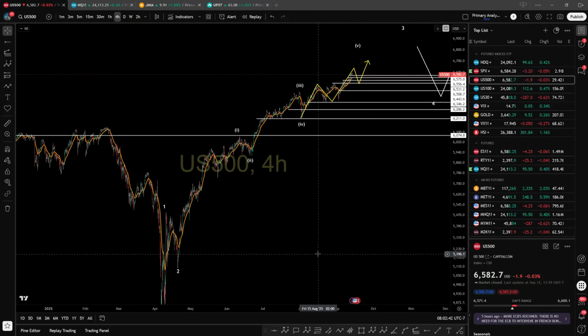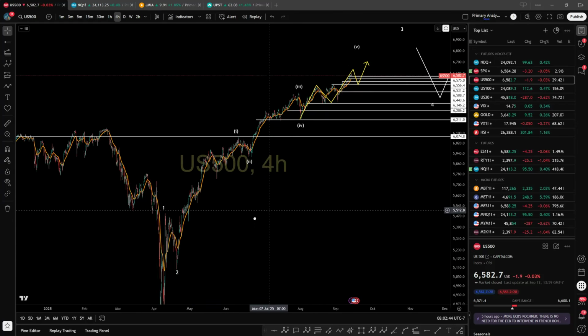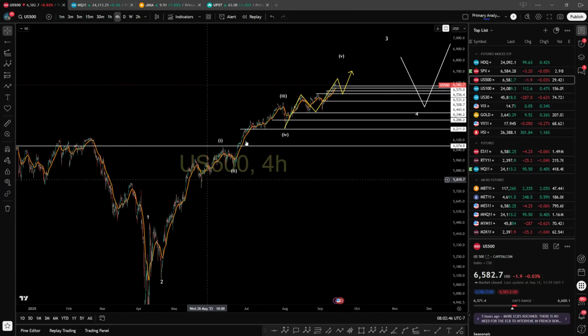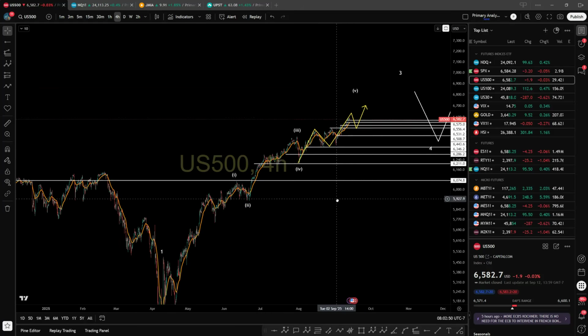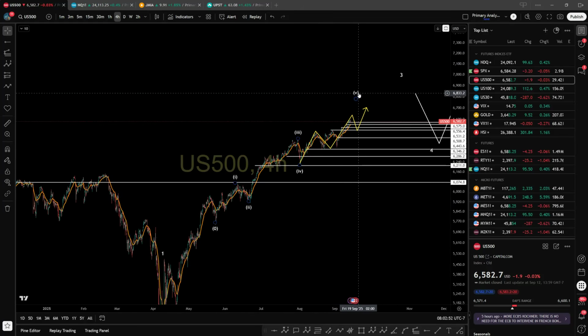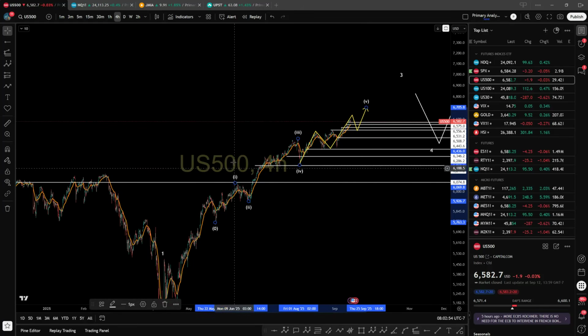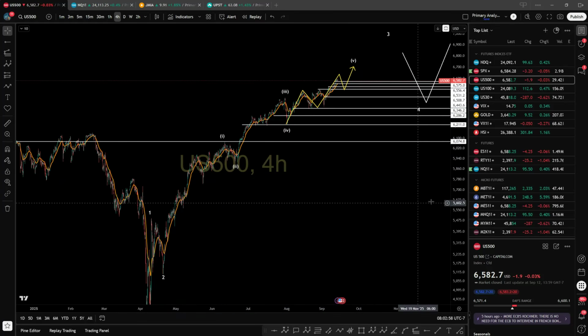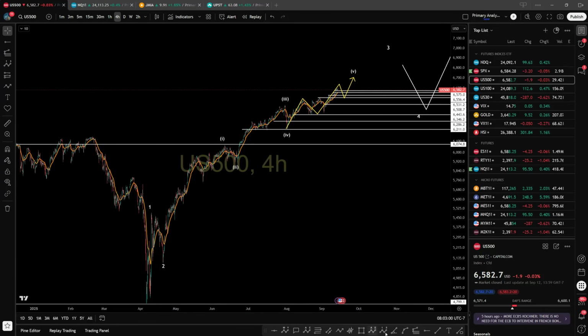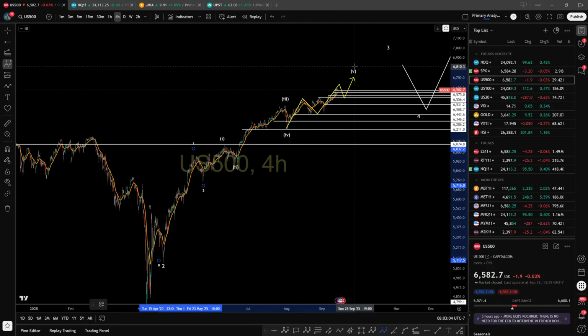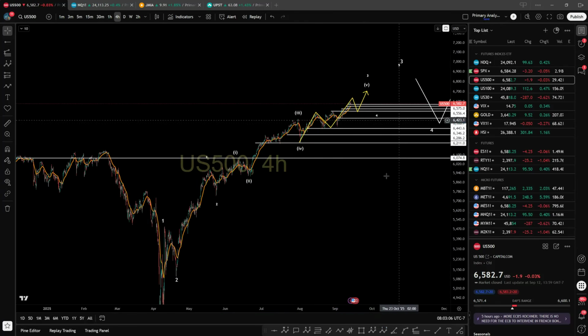So we still have this bigger 1, 2, and then another 1, 2. So we are in the third wave right now. So it could be an ending diagonal just for this internal wave structure, right? So it's not a larger structure; it's just a very small structure right now. That too, well within this wave: 1, 2, 3, 4, and 5, like this, right?